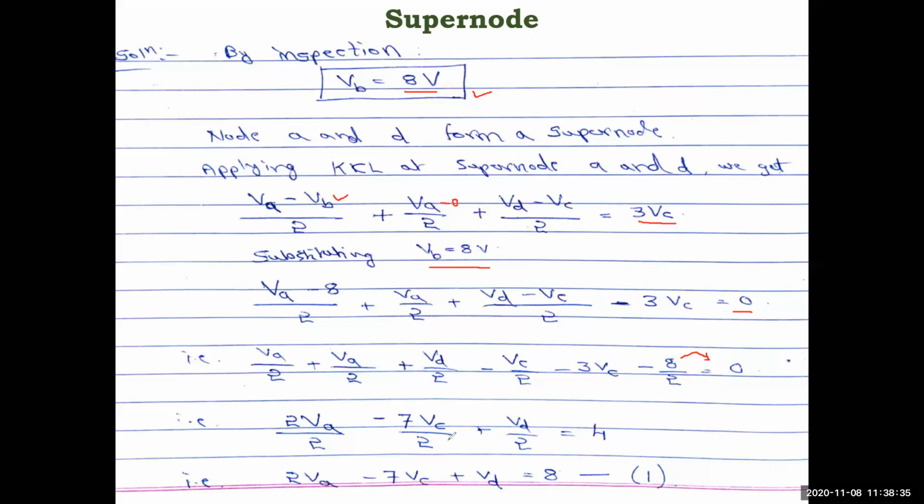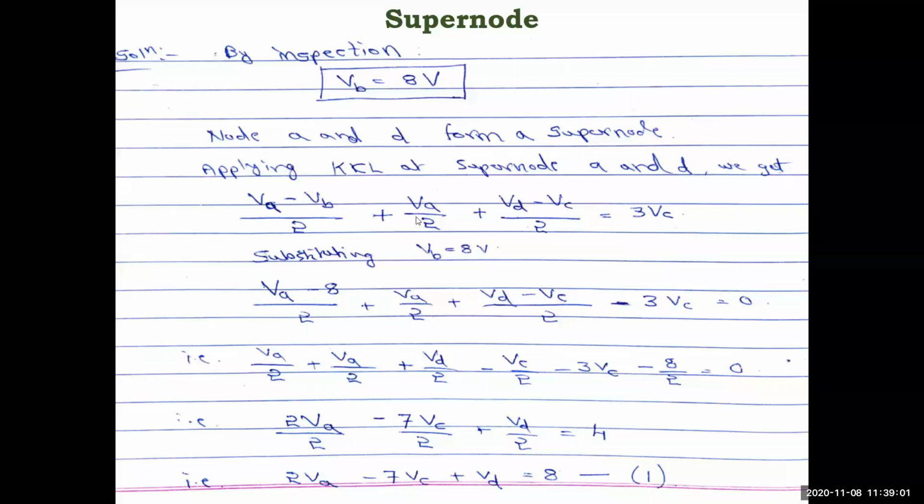Now in all the equations 2 is common, so you can cross multiply 2 with the right side. So here 4 by 2 minus 8 by 2 minus 4, taken to the right side, becomes plus 4, and multiplying with this 2, you will get the final equation 2 VA minus 7 VC plus VD is equal to 8. So you got the first equation to solve for the parameters, right?